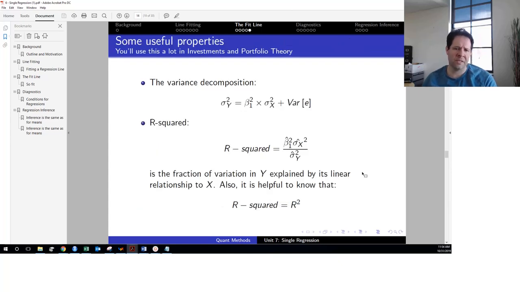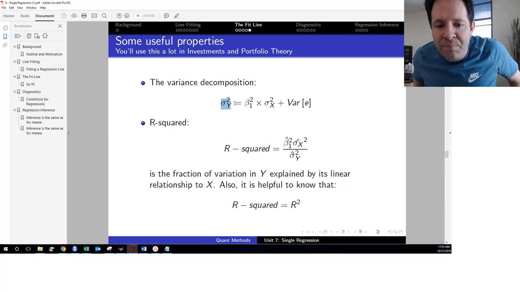There are two other useful properties about the fitted regression line. One is that we can think of the regression as a decomposition between the fit and the residual. Not just y equals fit plus residual, but also in terms of the variance of the variables as well.